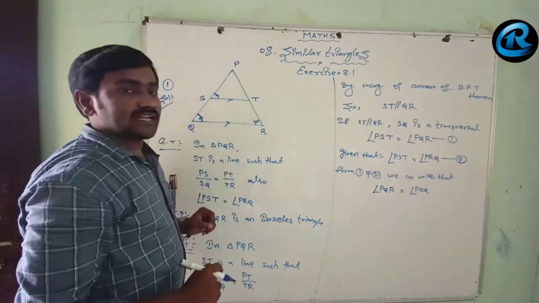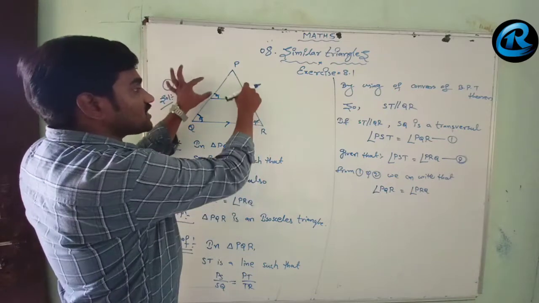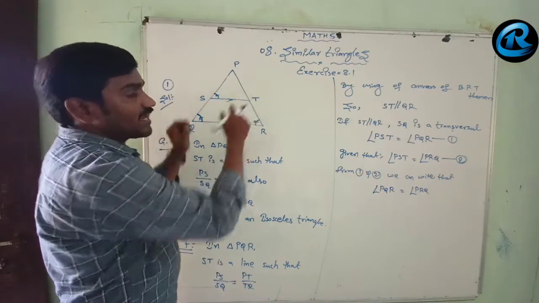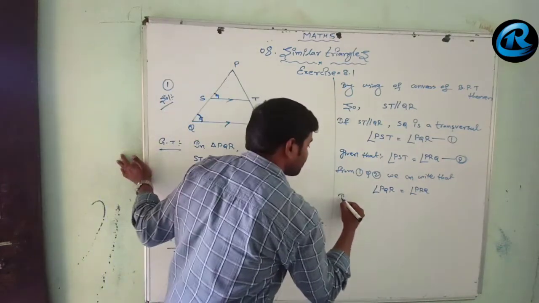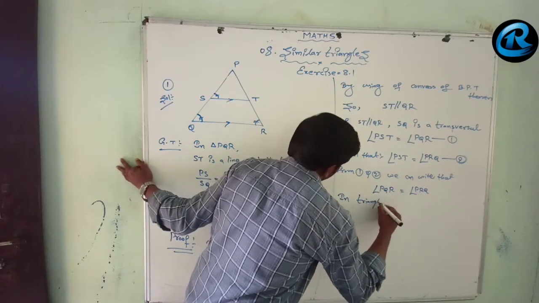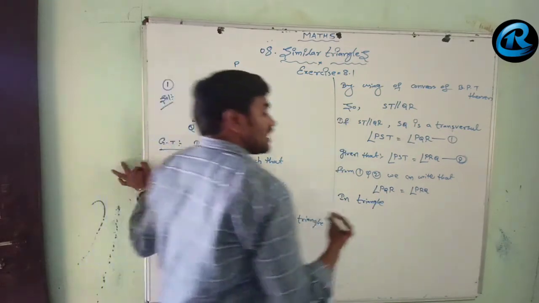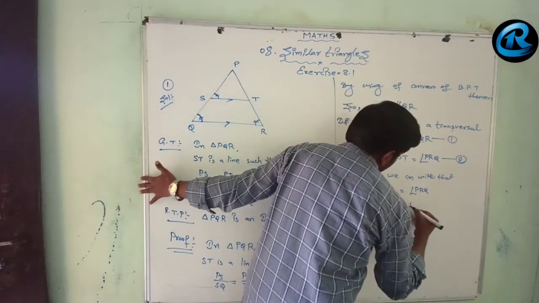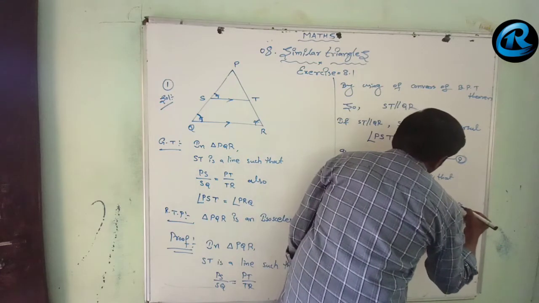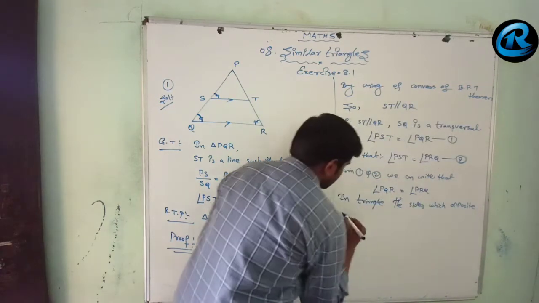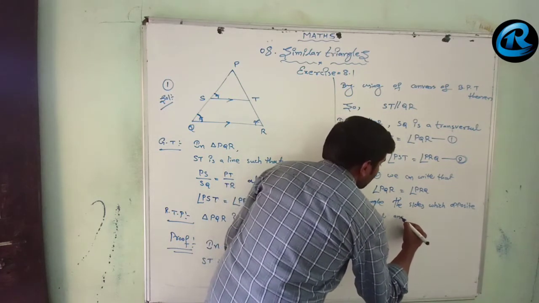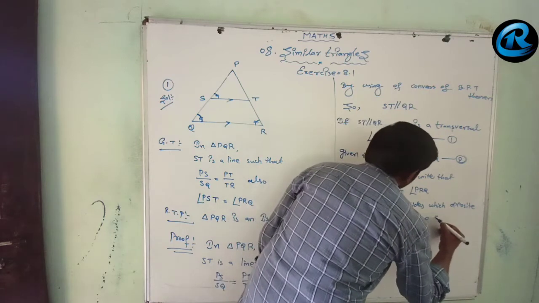If two angles are equal, the sides which are opposite to the equal angles are equal. In any triangle, the sides which are opposite to equal angles are equal.